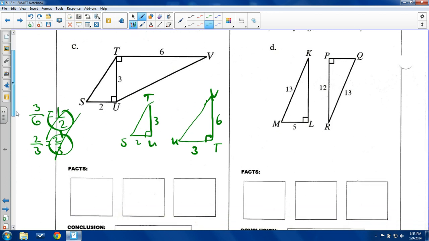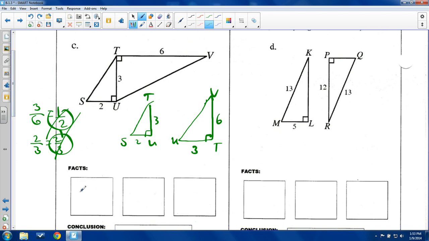Facts, though, let's start listing some facts, because this is what we were supposed to do. Angle U. Well, in the brand new triangles here, I should say. I'm sorry. Let's do this again.